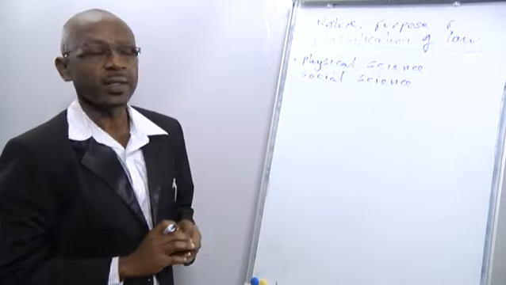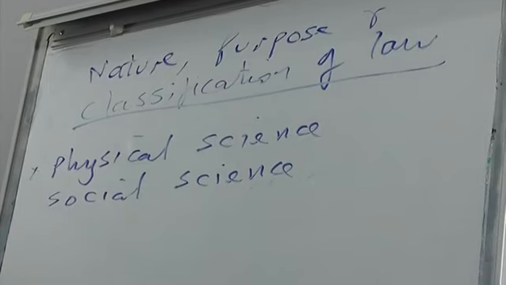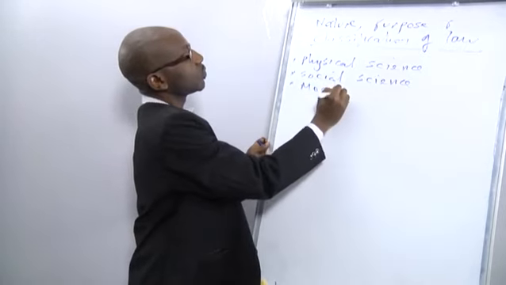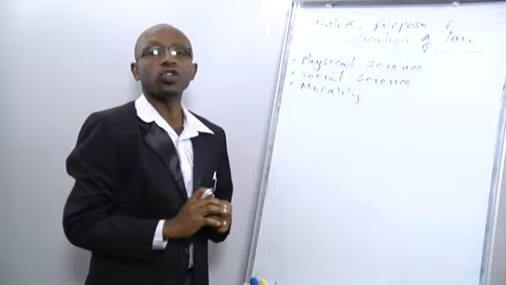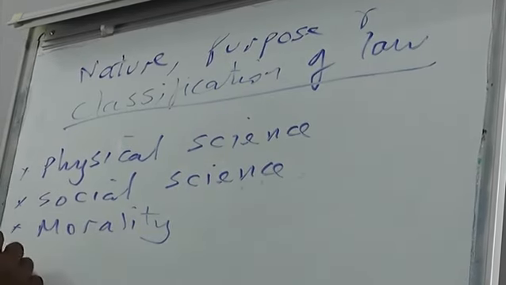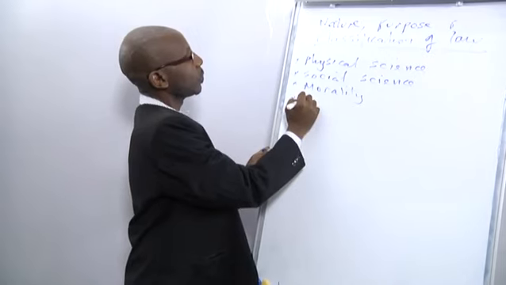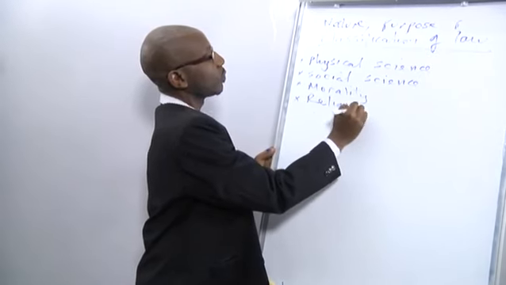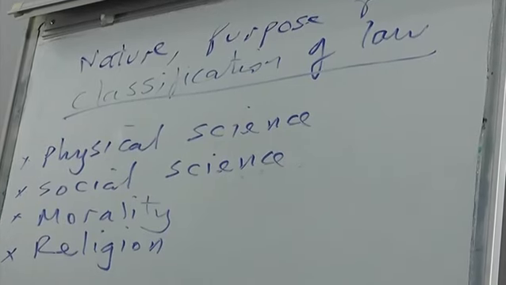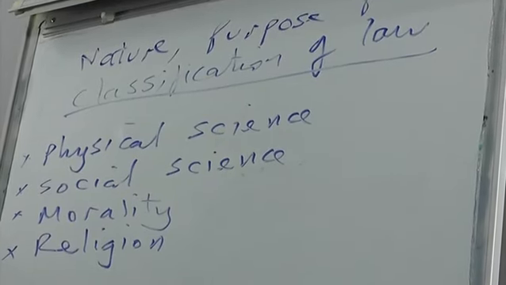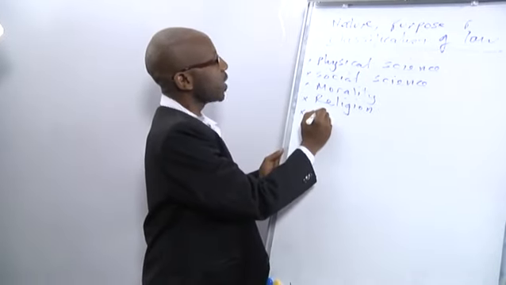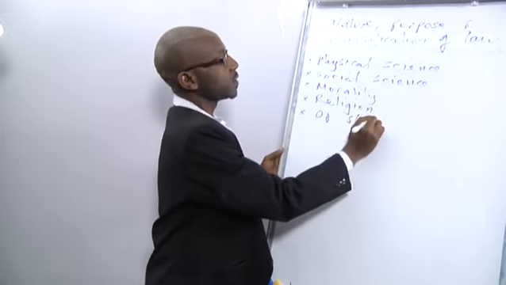Laws of social science, e.g., the law of demand and supply. Laws of morality, e.g., respect for the elderly. Laws of religion, e.g., the commandments given to man by the Almighty through his prophet Moses. And finally, we have laws of state.